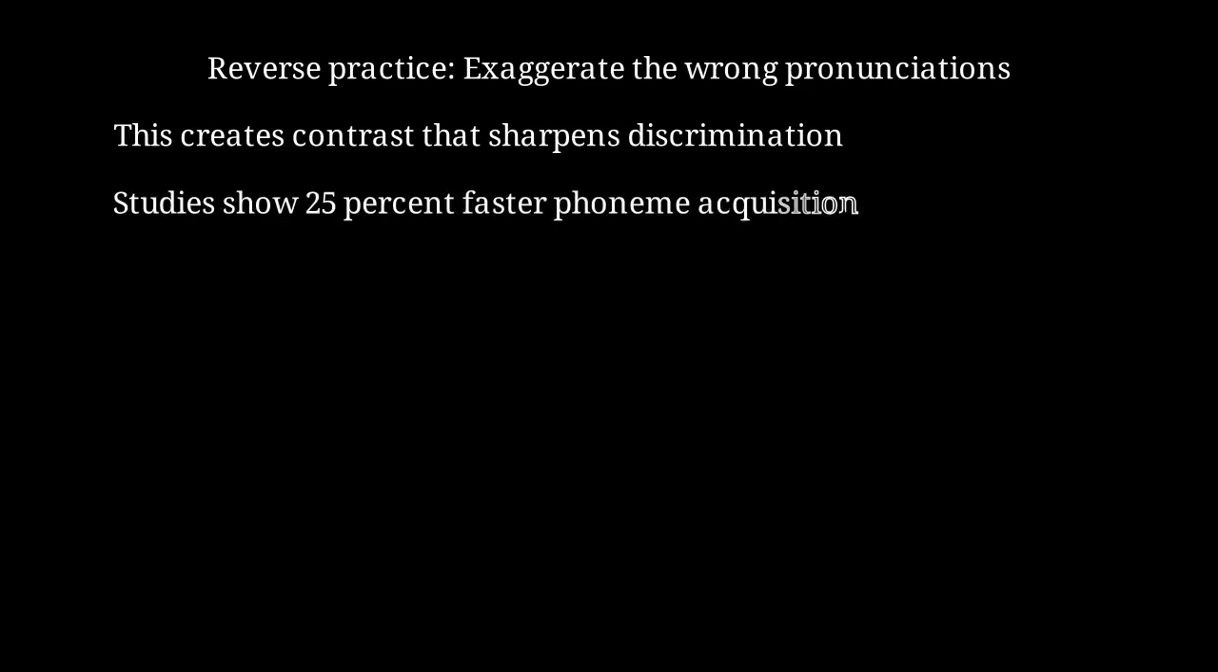If you're learning the French R sound, practice the English R, practice an overly guttural sound, practice it too far forward. What happens is you create a contrast space that sharpens your auditory and motor discrimination. You understand the boundaries of correct pronunciation. Research on language learning shows about 25% faster phoneme acquisition when reverse practice is used compared to traditional methods.